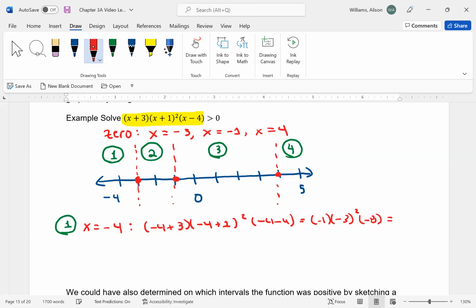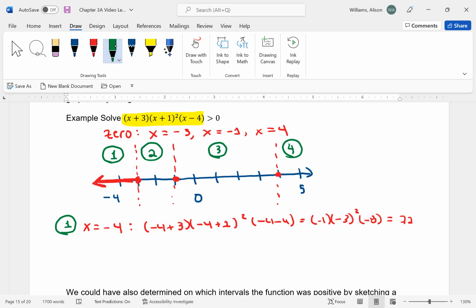All right, and if I plug that into the calculator, let's see, that's going to be 9 times 8, which is 72, and it's going to be positive because the -3 squared is going to become positive 9. And then the -1 and the -8 are going to become a positive number, which means that region 1, this region here on the number line from here to here, is part of my solution.